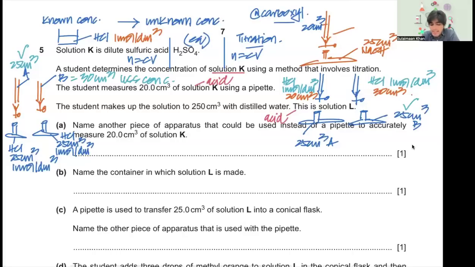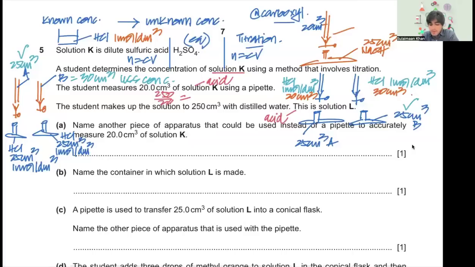Now, between K and L, which acid is more diluted? Obviously, L is more diluted because it's 250 cm cube and that's 20 cm cube. And if you even want to figure out how much more concentrated K is compared to L, you could just take the ratio, 250 divided by 20.